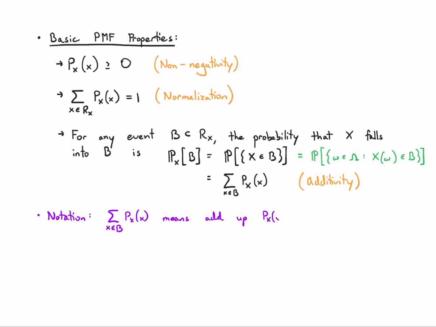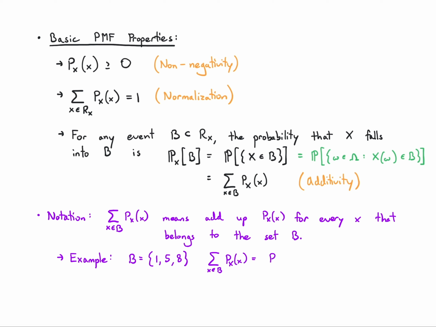Okay, so a little notation that I use here, just to remind you, is that summing up over x in B means add up the values of the PMF for every x that belongs to the set B. As an example, let's say B is 1, 5, and 8. Then when I take this sum for x belongs to B, I'm adding up the PMF for 1, the PMF for 5, and the PMF for 8. You've probably seen it around, but just to remind you.